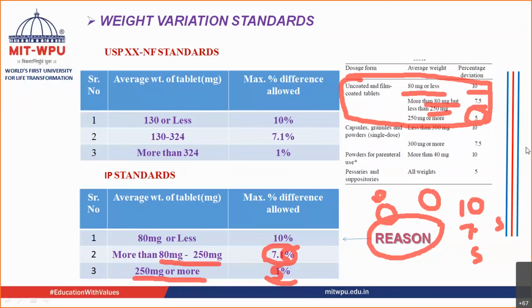Yeah, sir, can I tell the answer? Yeah, please. Sir, for 80 mg or less, the API is less. I mean, the drug quantity is less. Therefore, it is more concentrated. So, I think that if around 10% is plus minus, then it affects the drug, but not in a huge way.